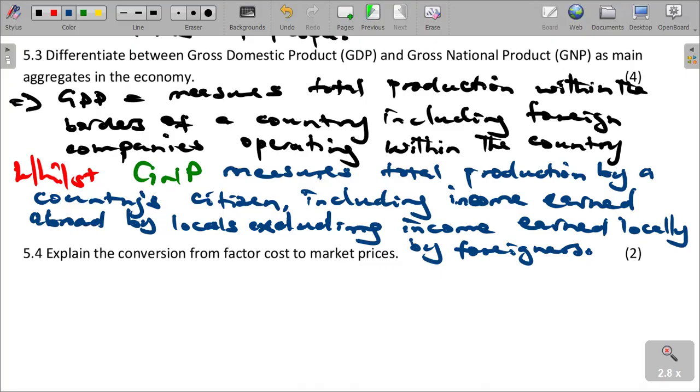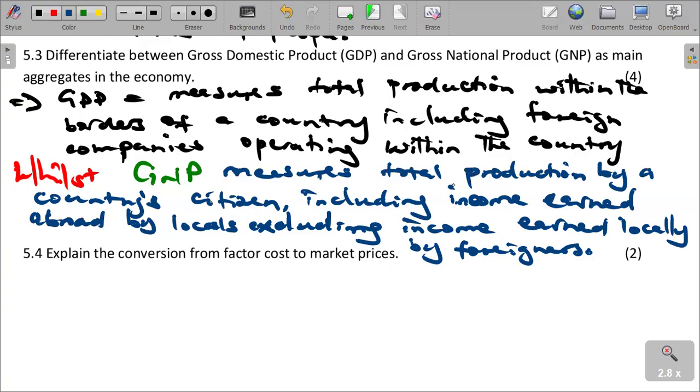So we can see that GDP measures total production within the borders of the country. All the companies that are operating in the country, even if they are foreign companies, are included in terms of gross domestic product. It accounts for total production that has happened within the borders of the country, irrespective of who produced it.